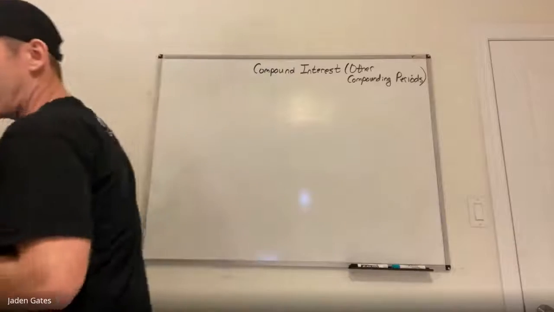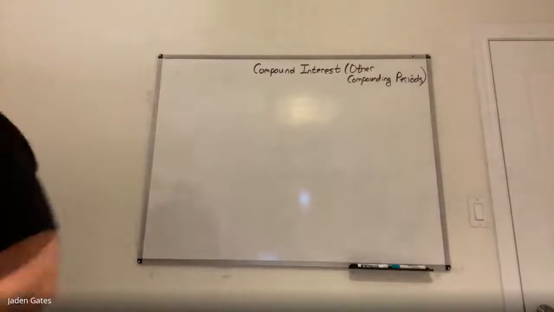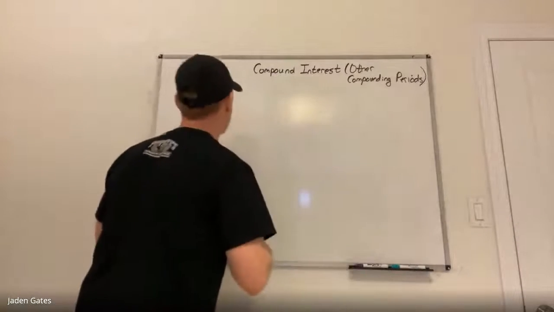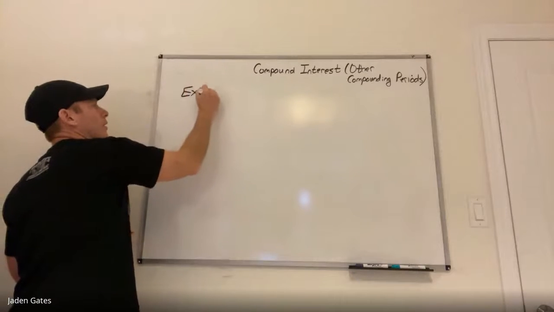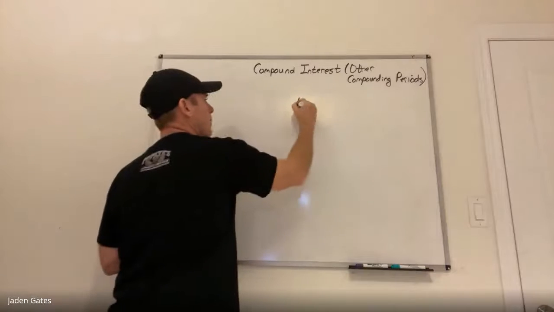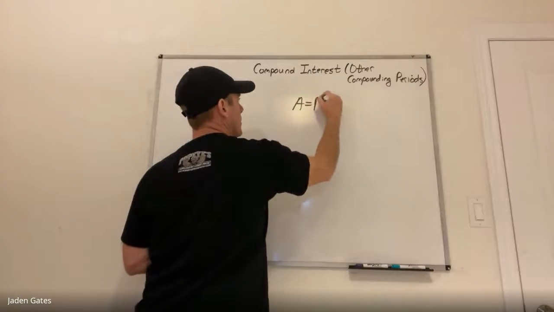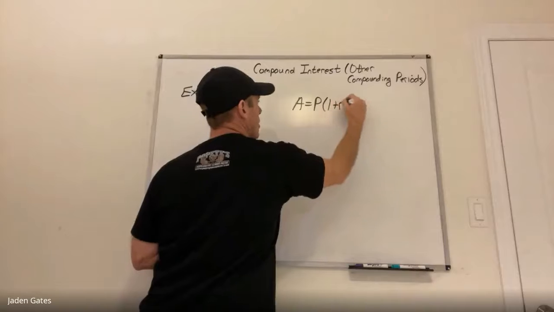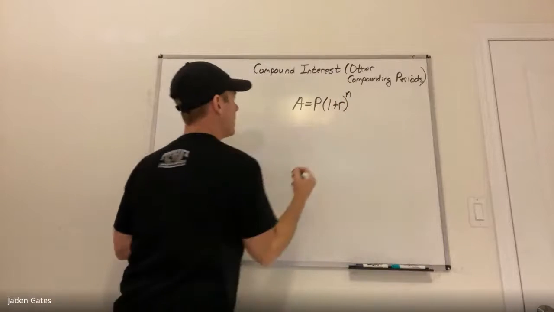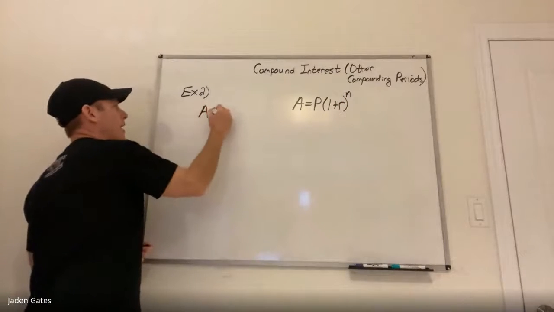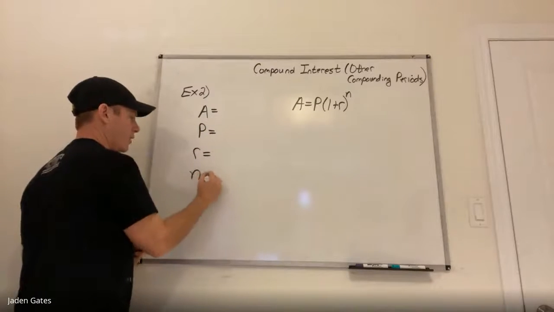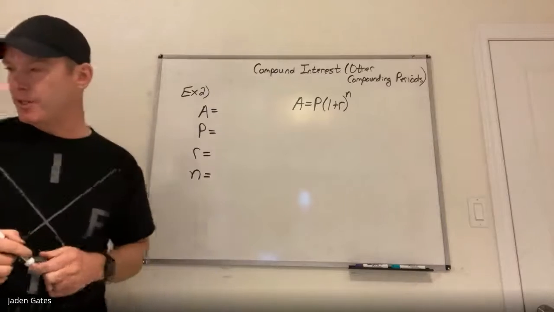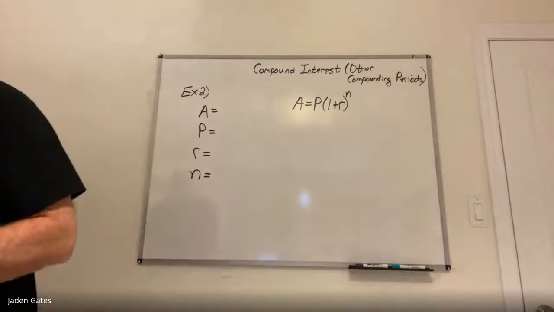All right, so let's try another one of those, a little compound interest. Example 2. So once again, we're dealing with compound interest. So I go A equals P times (1 plus R) to the power of N. All right, we have A, P, R, and N. I always like to sort out my givens, especially with this stuff, because they're a little more complex.